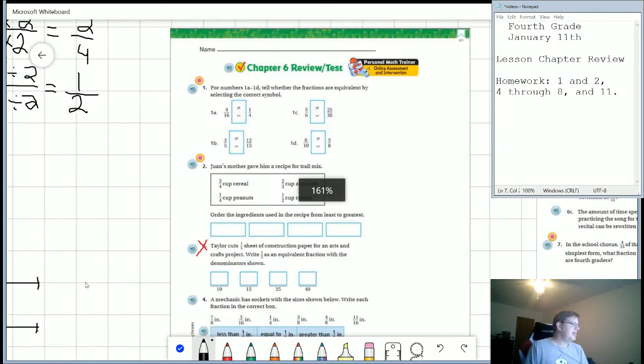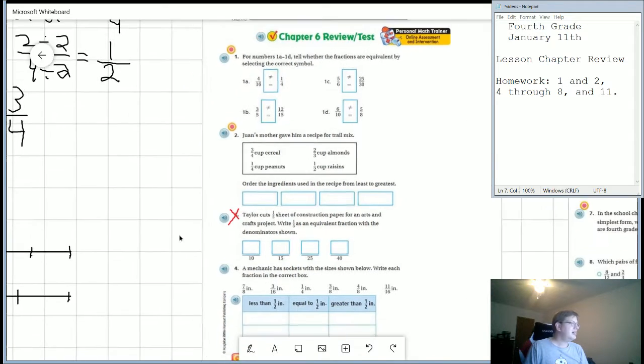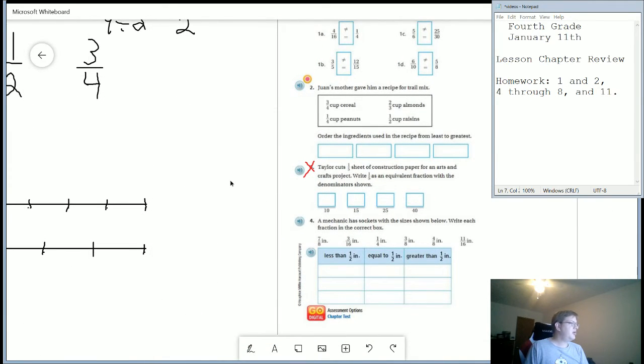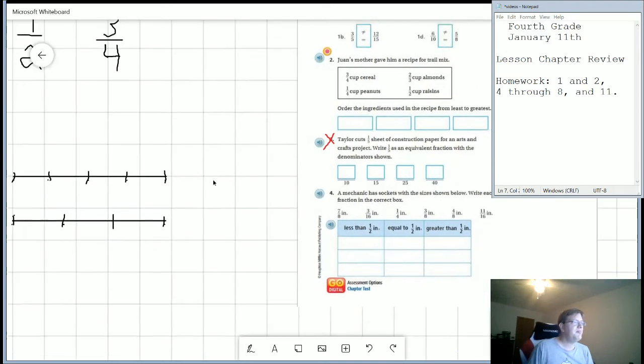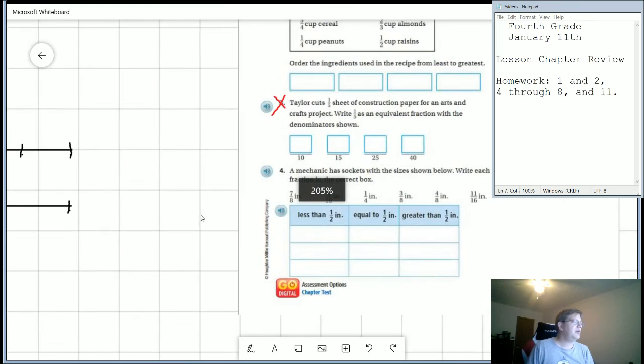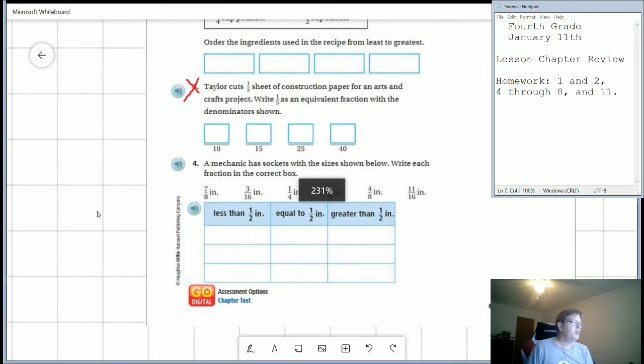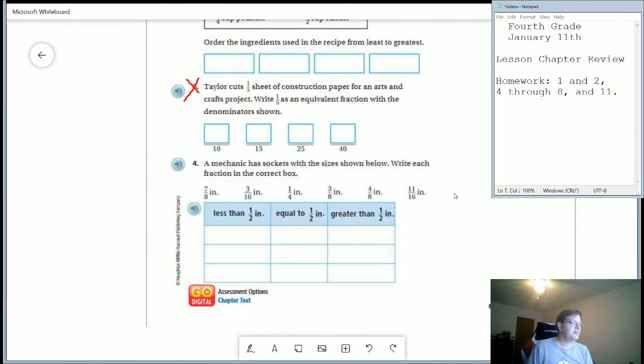So I actually have 2 different number lines. I have one with fourths, and then I have one with thirds. So you could actually make a similar picture to help you with that. For number 4, we are looking to figure out whether or not any of these fractions are less than 1/2, equal to 1/2, or greater than 1/2.